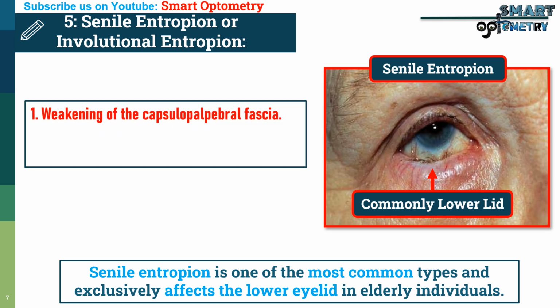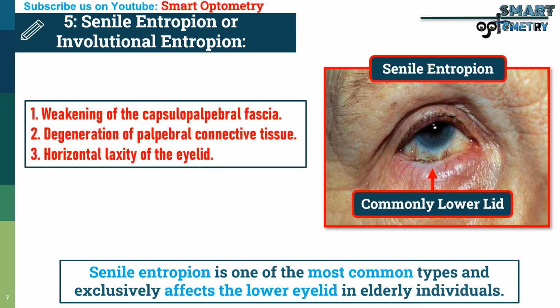Weakening or separation of the capsulopalpebral fascia retractor. 2. Degeneration of palpebral connective tissue, allowing the preseptal orbicularis fibers to override the pretarsal fibers, and 3. Horizontal laxity of the eyelid.